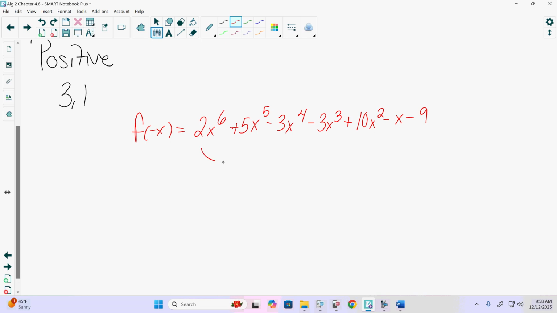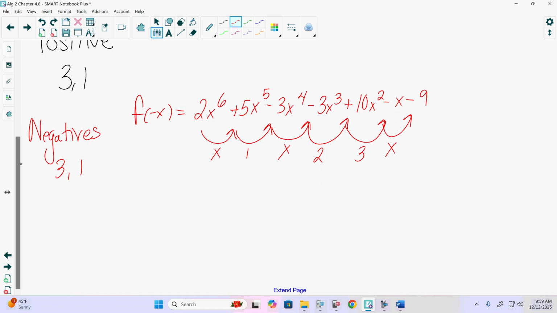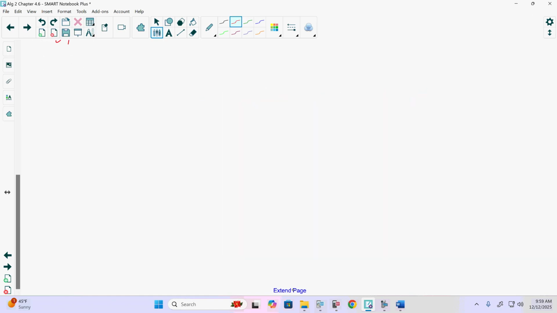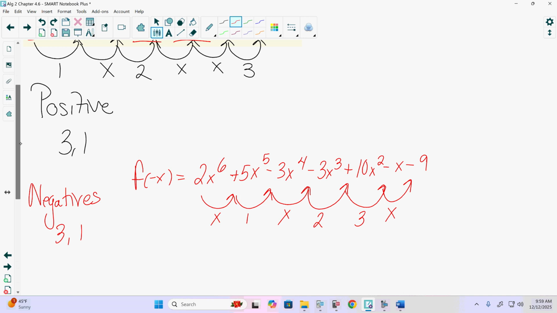Then count the sign changes. Positive to positive. Positive to negative would be 1. Negative to negative doesn't count. Negative to positive would be 2. Then 3. So our negatives would be 3 and 1 also. Any questions on how we found the total number of positive and negative zeros?